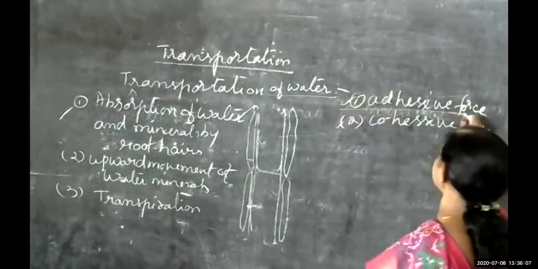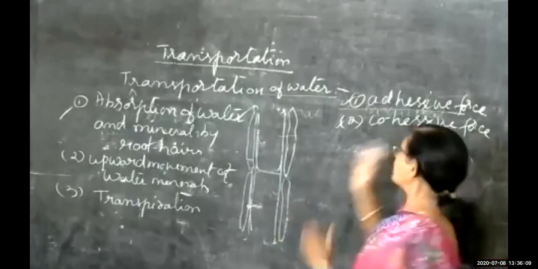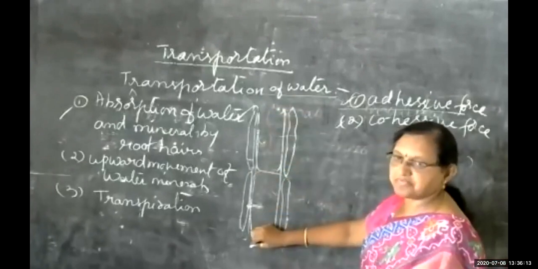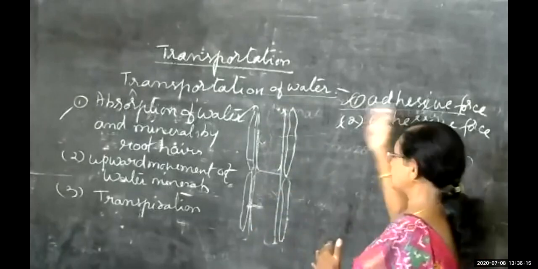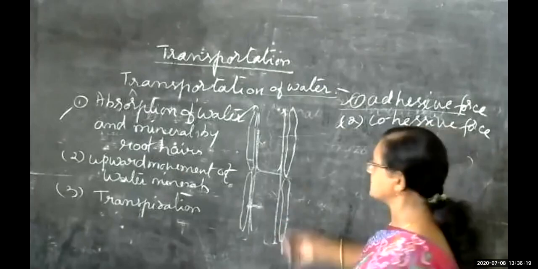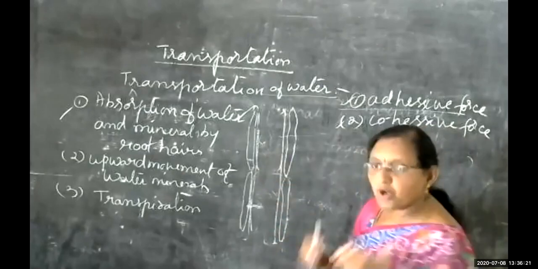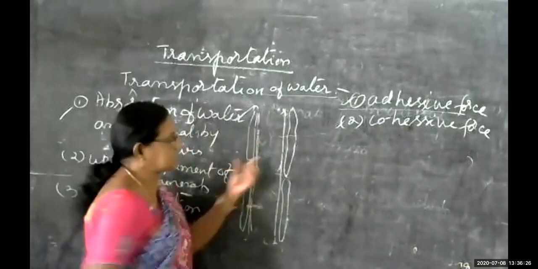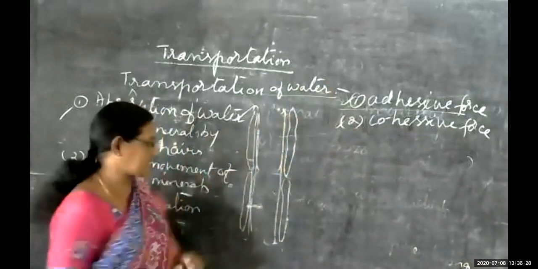So what is the use of this adhesive force, children? When the water molecules reach that xylem vessel, children, then these water molecules will be split, and they produce a columnar-like structure. A water columnar-like structure will be developed by the help of the adhesive force.